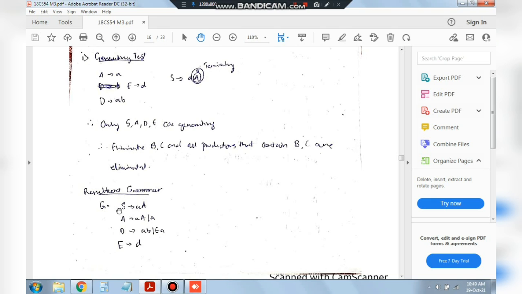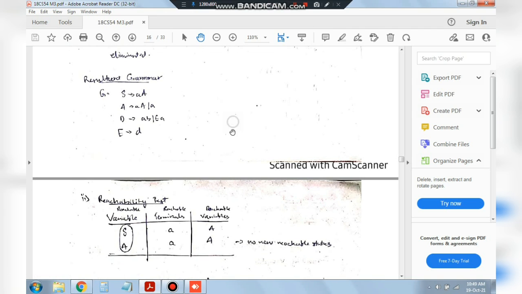In the resultant grammar, what we have is these four productions: S goes to small a and capital A, and A goes to aA, and D goes to AB, and E goes to D. Okay. After this, we have to do the reachability test. In reachability test, we will start from S. We will write here S goes to small a and capital A. Okay. These are the reachable terminals and the reachable variables. Variables is nothing but the capital letters. Terminals is the small letter.